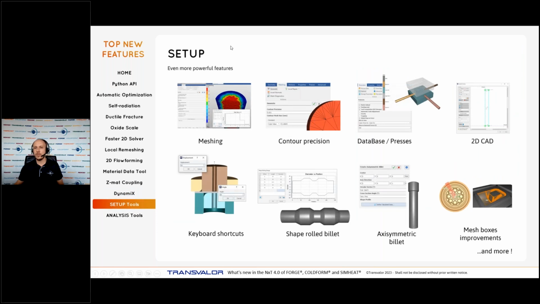And to finish this webinar, I wanted to mention other functionalities that we have implemented either in the setup or in the analysis. So you have even more powerful features concerning the meshing. We changed a little bit the way we mesh the parts. So you now have a menu where you can also select meshing capability concerning the distributions. You can define mesh size by a distribution. We implemented some contour precision for 2D contour.